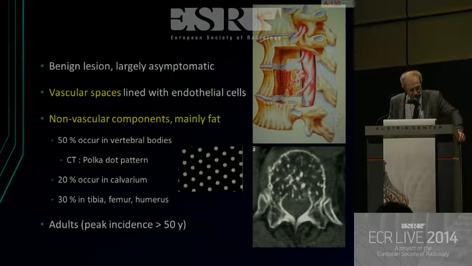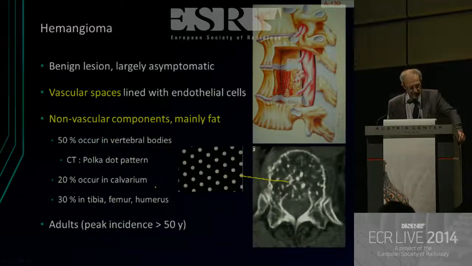50% of these lesions occur in the vertebral bodies, and they have a polka dot pattern. 20% occur in the calvarium and the rest in long bones. The peak incidence is above 50 years of age, and the name of this lesion, you all know, it's a hemangioma. You see it every week.